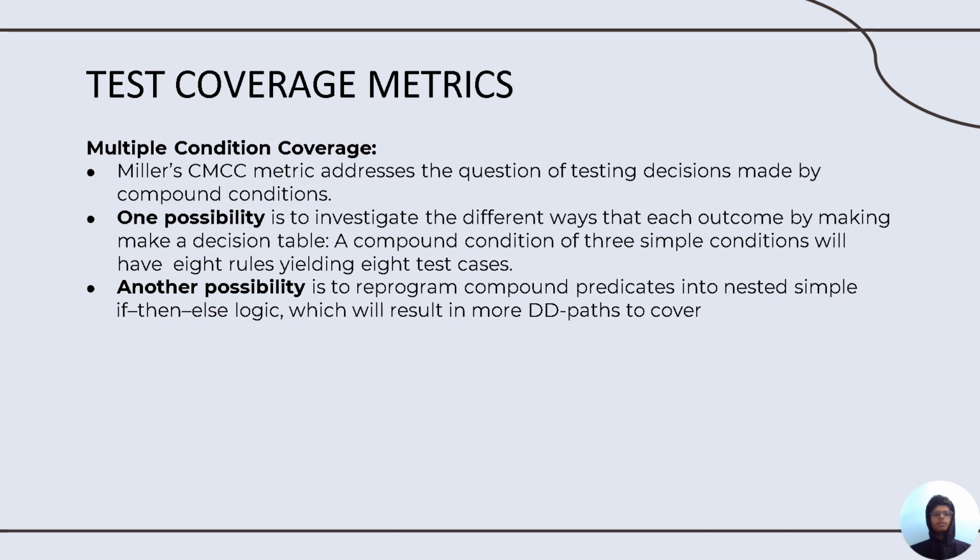Then we have multiple condition coverage, that is Miller's CMCC metric, and it is the question of testing decisions made by compound conditions. We can take two possibilities here. One is to investigate the different ways of each outcome by making a decision table. A compound condition of three simple conditions will have 8 rules yielding 8 test cases. Another possibility is to reprogram compound predicates into nested simple if-then-else logic, which will result in more DD paths to cover.